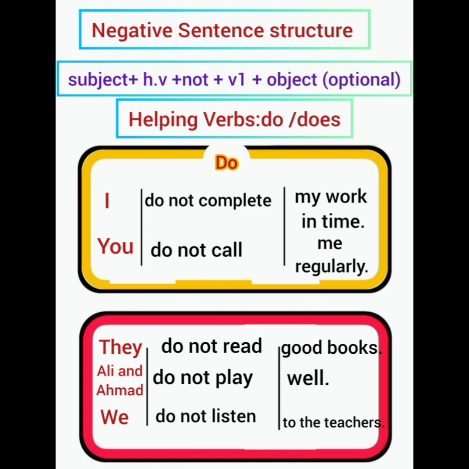Subject plus helping verb plus not plus first form of verb plus object. Only the change of helping verb is here, that I'll use only do here. For example, I do not complete my homework. Do is used with the subject I, that is considered as plural. मैं अपना काम मुकम्मल नहीं करती हूँ. Again, ती हूँ is there at the end.